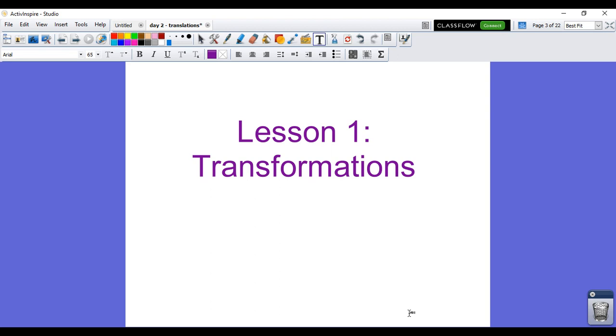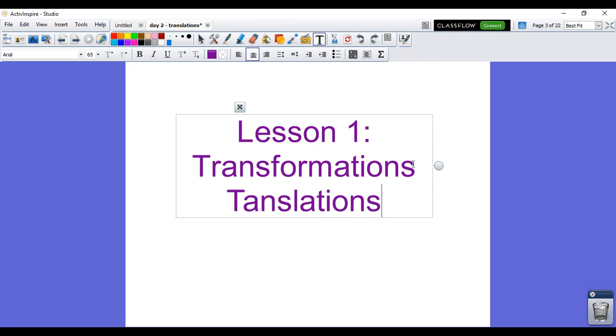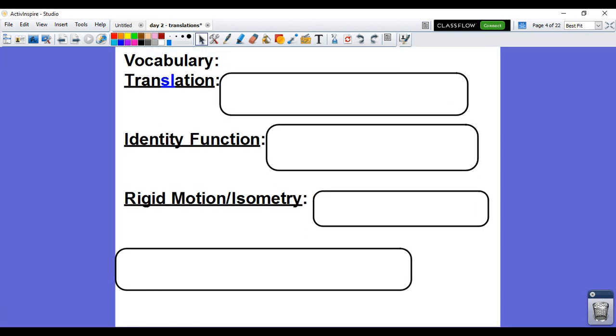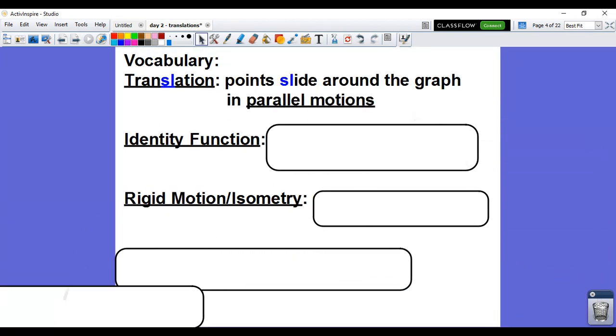All right, so we are going to be talking about transformations. Specifically, we're going to talk about translations. Okay. So a translation is where points slide around the graph in parallel motions.